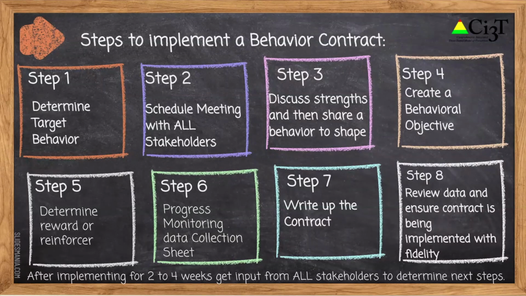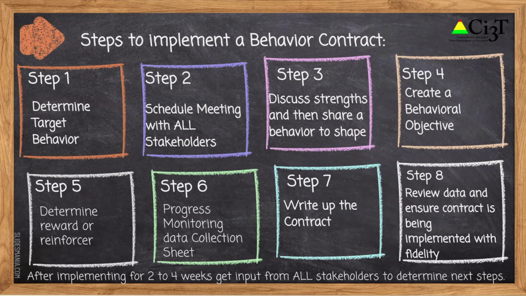Step 5 is determine a reward or reinforcer. We've already talked about that briefly. So the rewards or reinforcers are what are rewarding and reinforcing to that student. And then if we're going to do a three-person contract, or a three-party contract, of course, you want to bring in your parents and get their input on what's rewarding or reinforcing that they've seen at home.